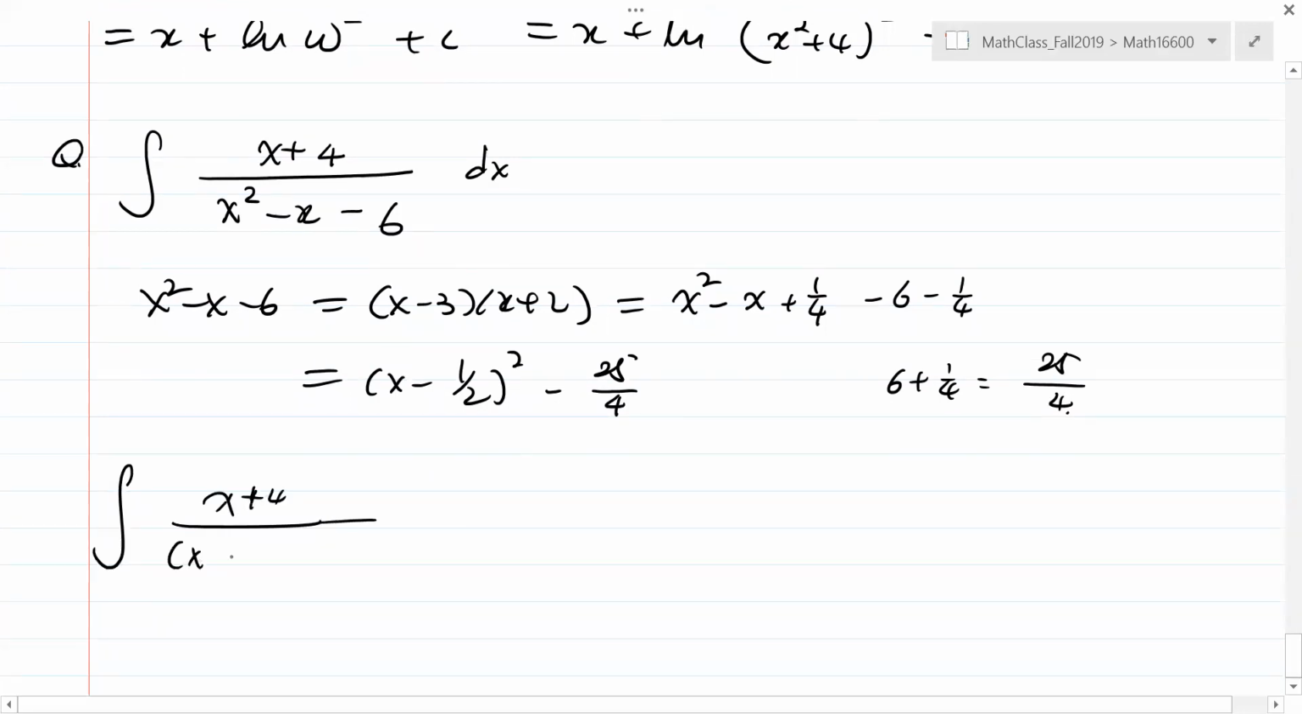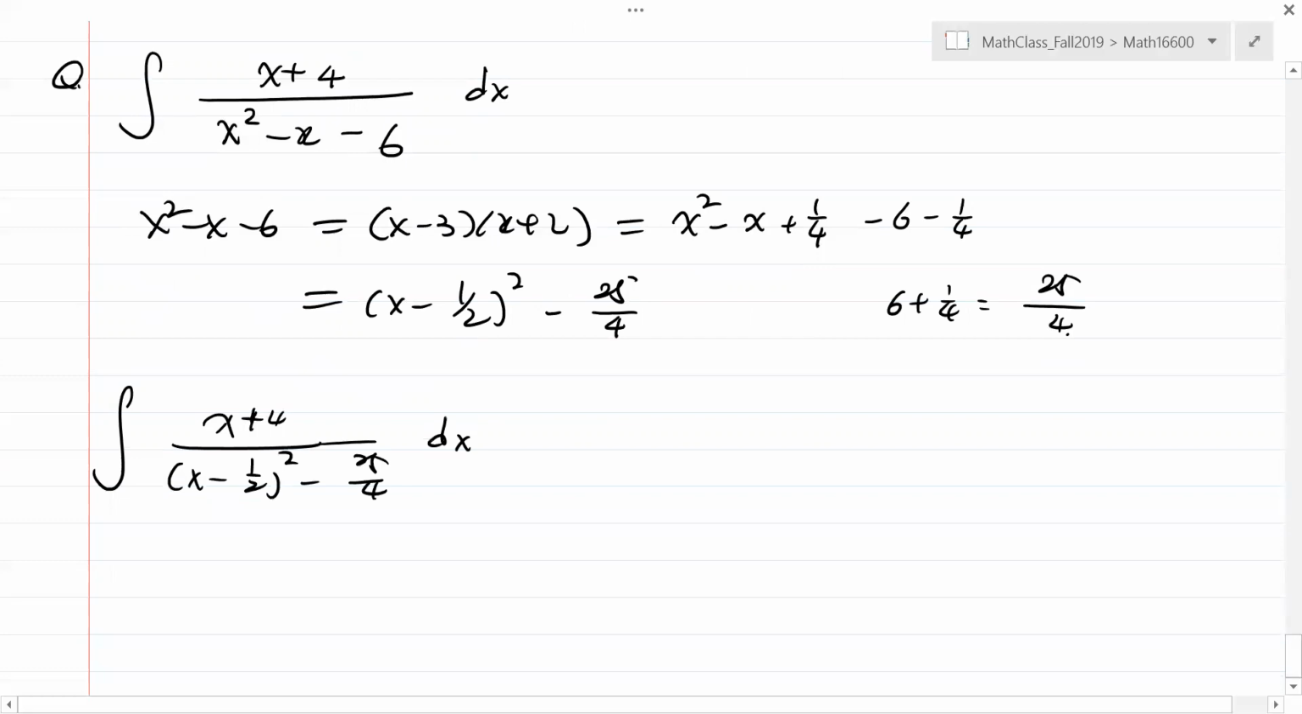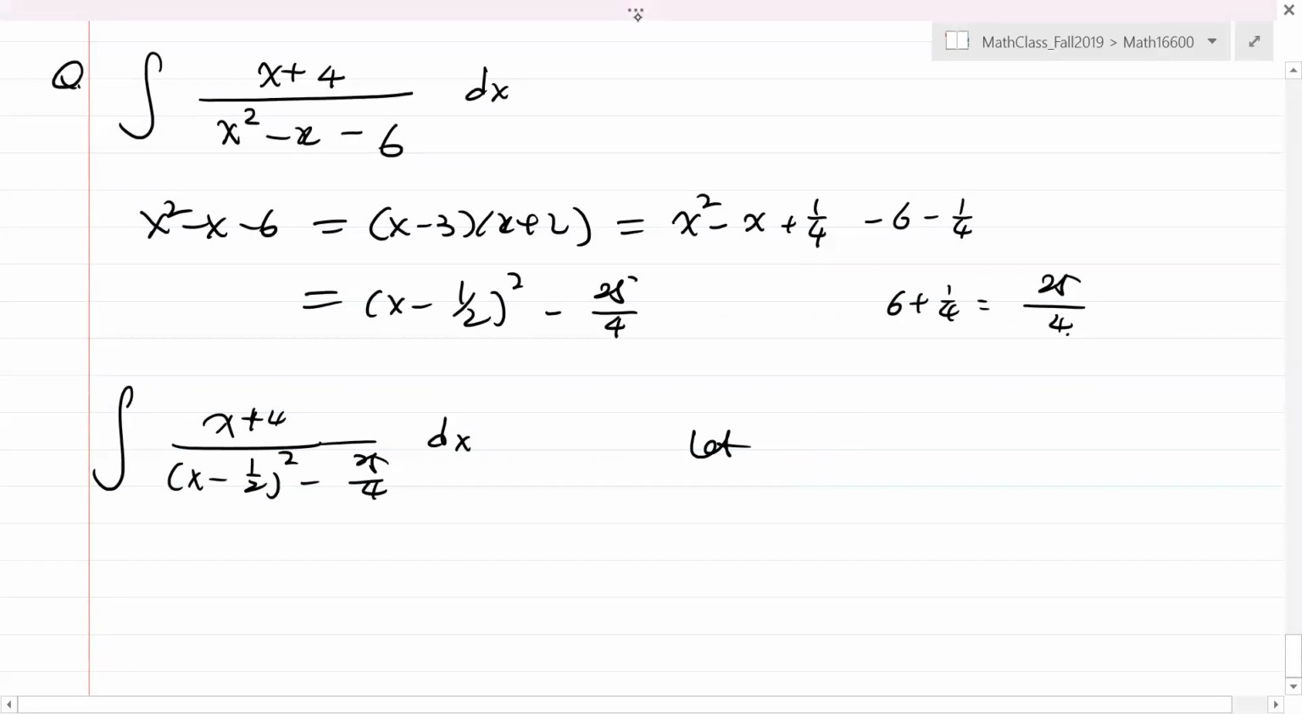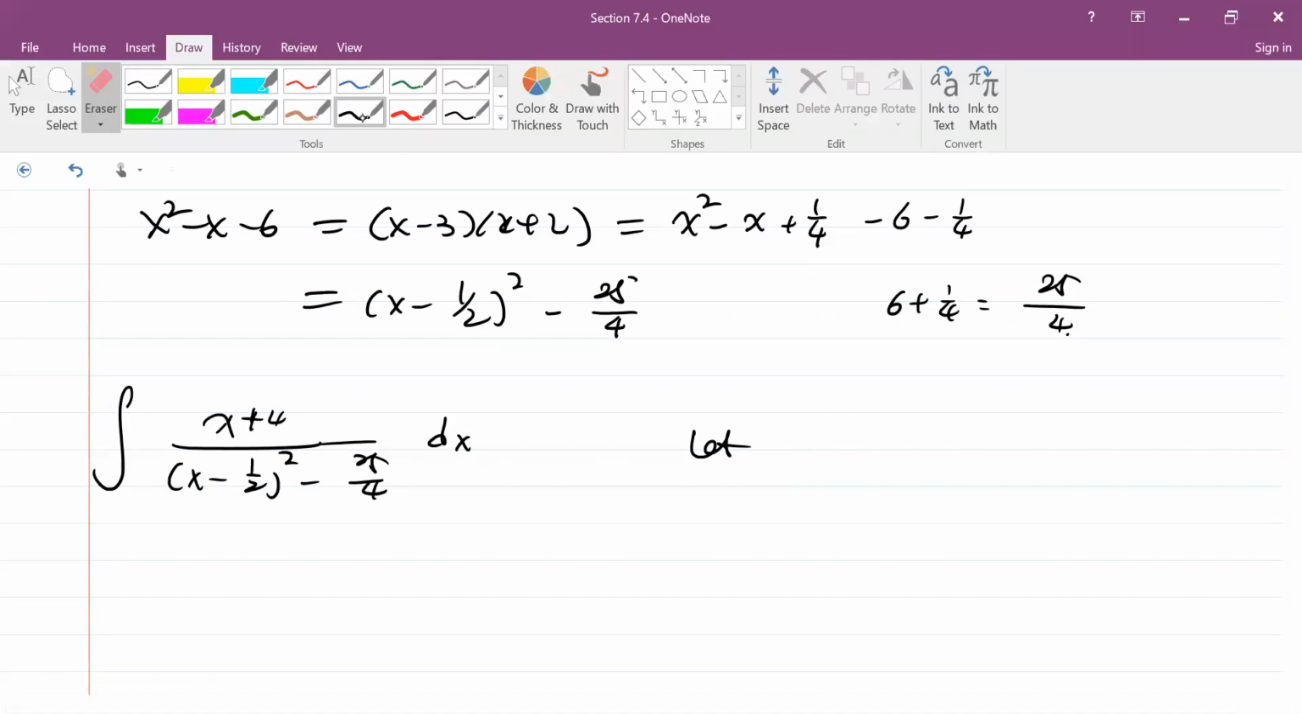Then here's x minus 1/4, here's 25 over 4, dx. If you use this form, you can solve the problem. So how can I do it? I use substitution. Let u be... Actually, what we want is to get u squared minus 1.